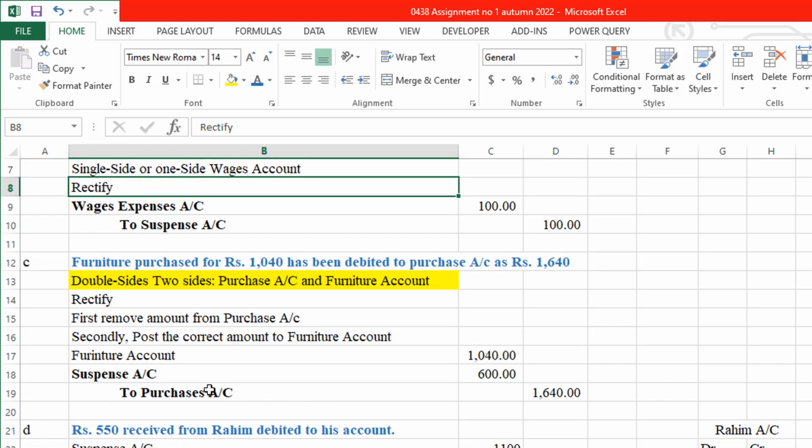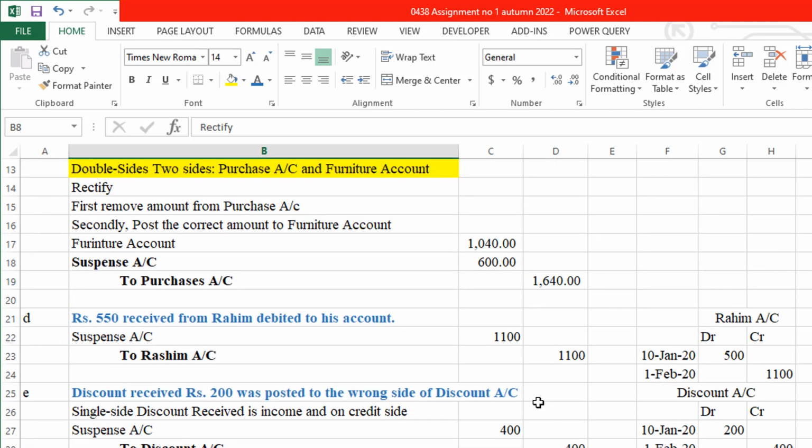Now we look at the entry, a journal entry of this transaction. Furniture account 1040 with the correct amount. Suspense account, which contains the difference of the two amounts, 600, and here it is debited. So purchase account is always debited, but we need to reduce it, so we are going to credit this account by the 1640. I hope you will understand this.